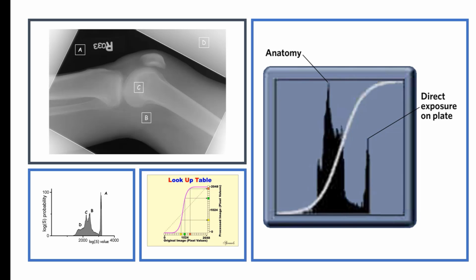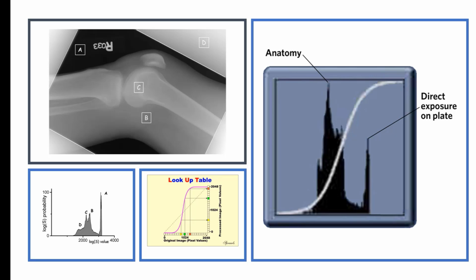Okay, let's put it all together. Let's take a look at the histogram on the right. Superimposed on that histogram is an H&D curve. So we're looking at the linear portion of the H&D curve. The slope is where we want to have the majority of our information.